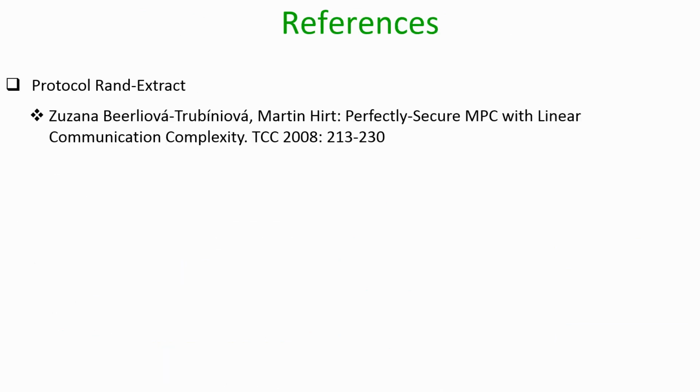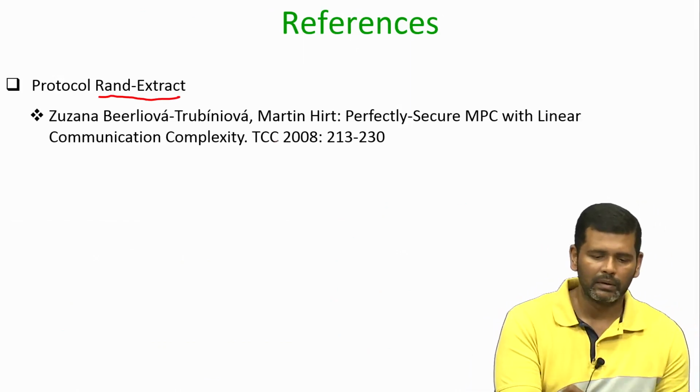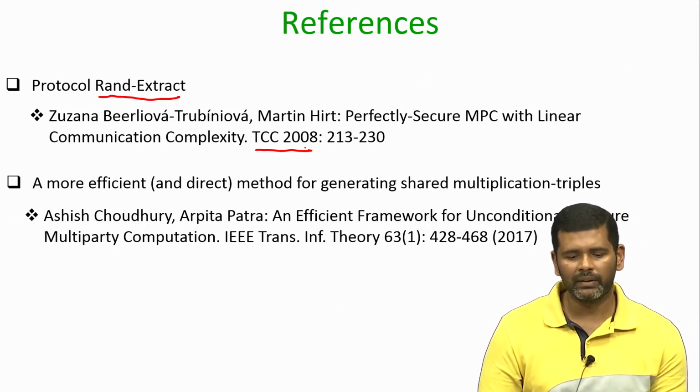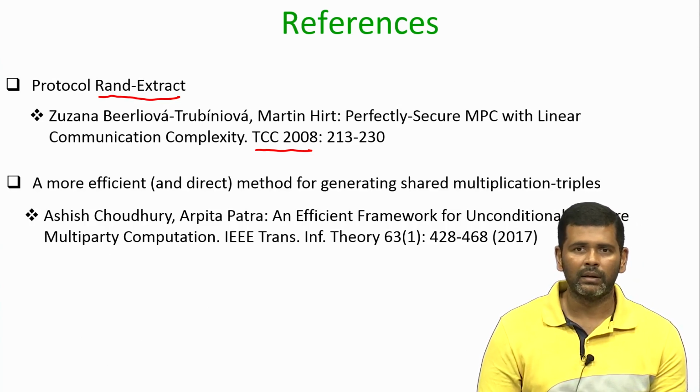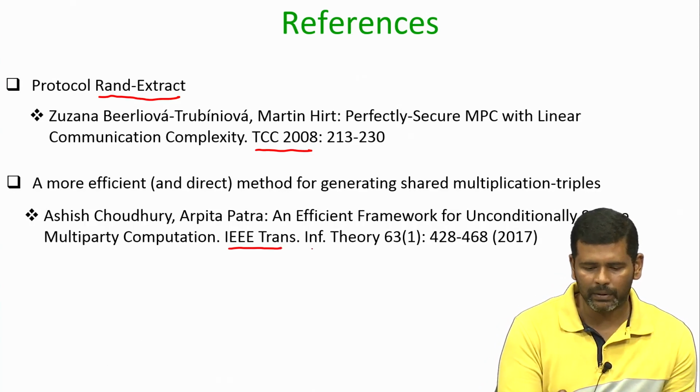Okay. So, these are the references used in today's lecture. The randomness extraction protocol has been taken from this beautiful work. There is of course a more efficient method for generating the shared random multiplication triples, namely the Beaver triples. You can find the details in this paper.